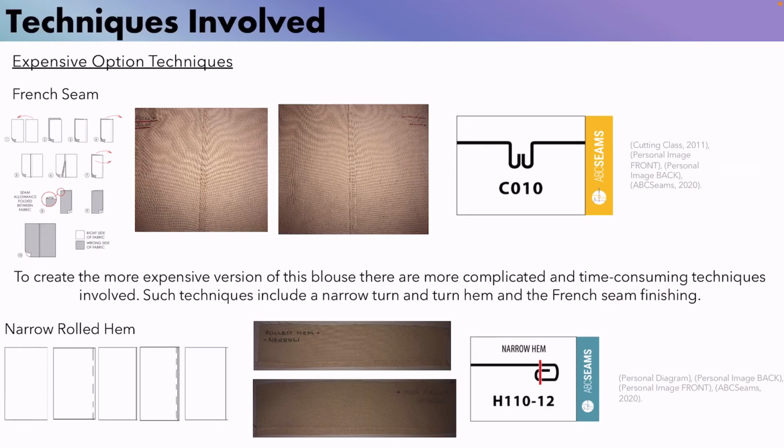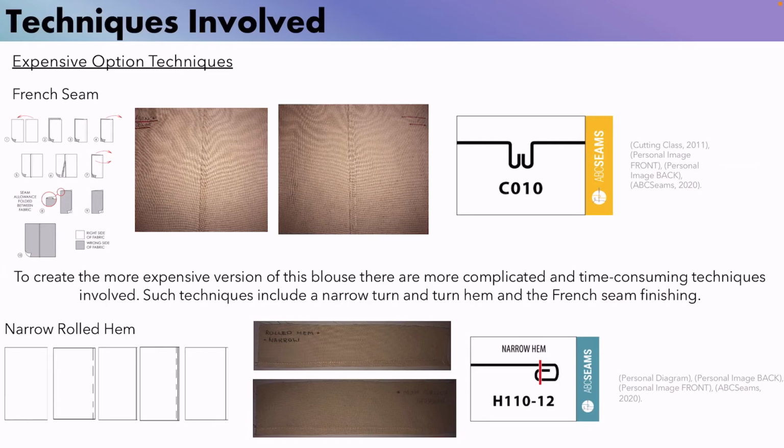This encloses the raw edge in place, and to ensure it will stay in place, the seam must be creased, pressed and pinned in place. Finally, sew another line of straight stitching just 6 mm from the new crease and finish by pressing this entire seam to the side. A second technique that must be considered throughout the creation of this high quality blouse is the hem type, which is a narrow turn and turn hem.